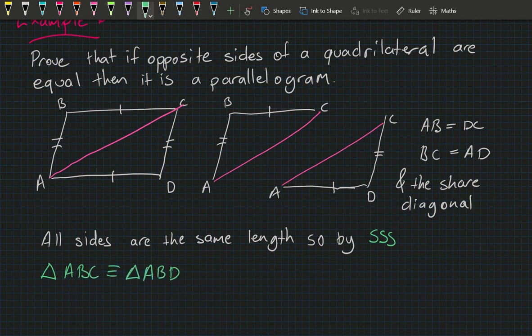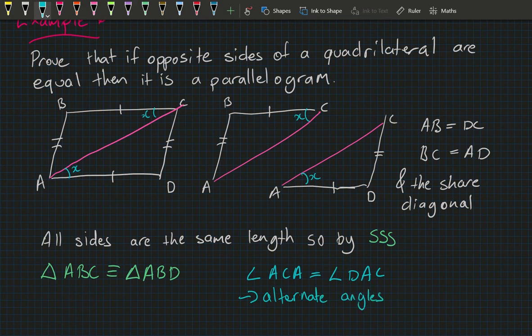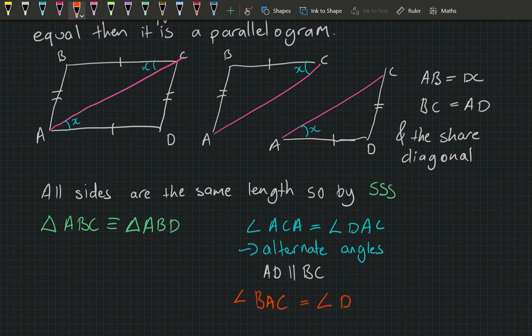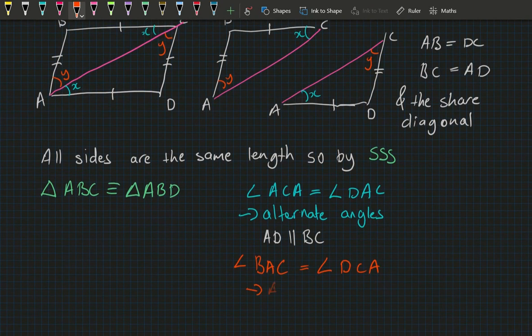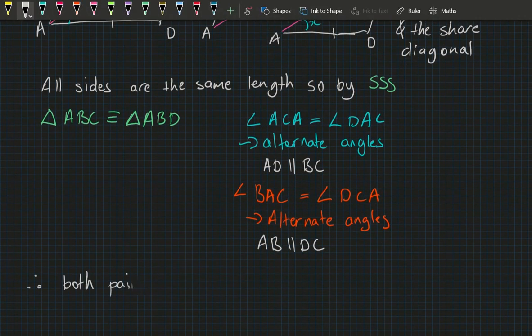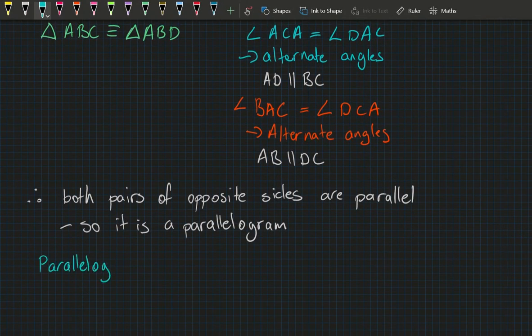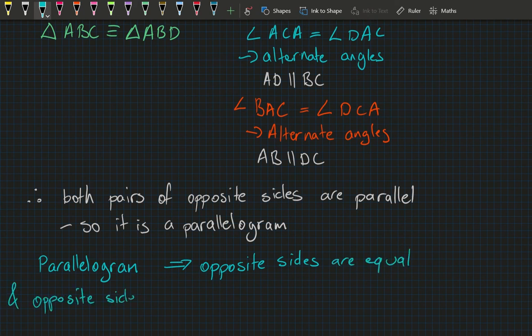And this means that the corresponding angles are equal. So the angle ACB is equal to the angle DAC. And therefore using alternate angles, AD has to be parallel with BC. And similarly, the angle BAC is equal to the angle DCA. And once again, by alternate angles, AB is parallel to DC. Therefore, both pairs of opposite sides are parallel, so this is a parallelogram. We already know that a parallelogram implies that opposite sides are equal, but now we know that opposite sides being equal in a quadrilateral proves that it's a parallelogram. So this is a great example of the two-way relationship.